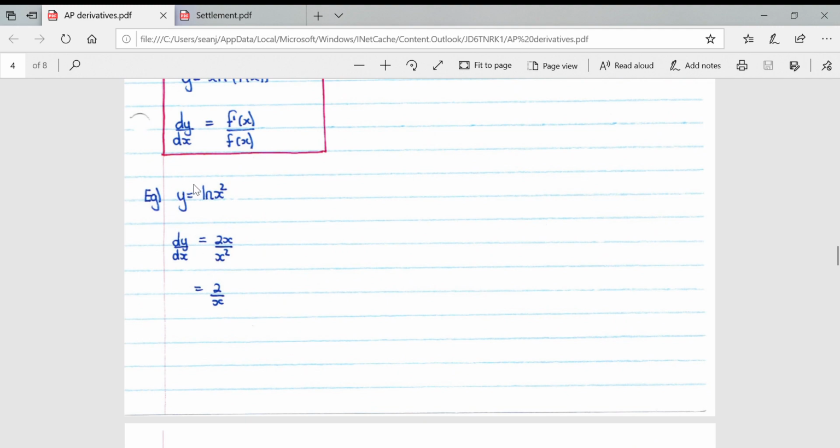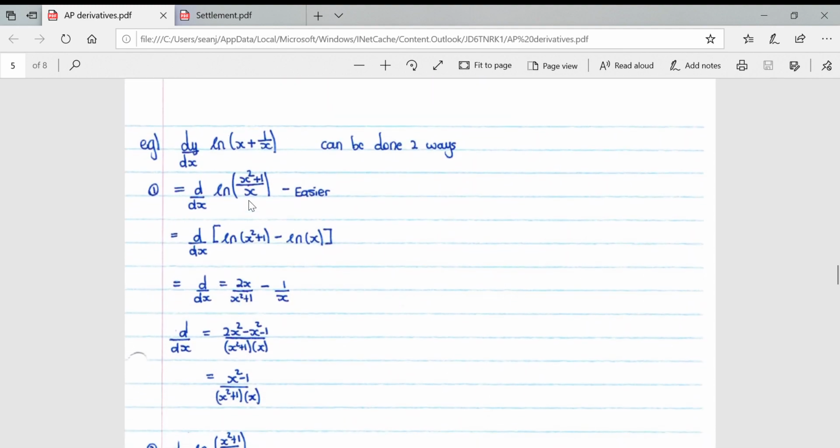So if we look at another example, ln x squared, obviously on the top we're doing the derivative of the bracket, so we pop the 2 down, we get 2x, over x squared. So we leave that x squared intact for the bottom, then obviously simplify it to 2 over x.